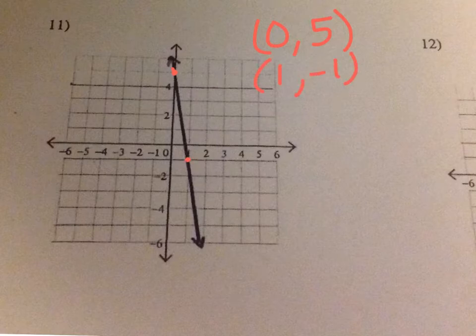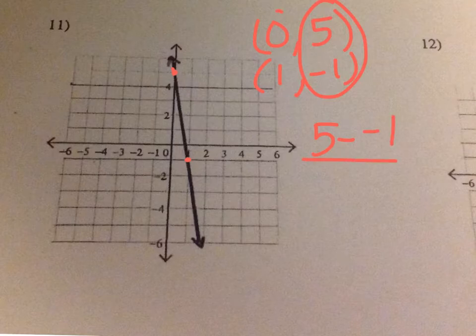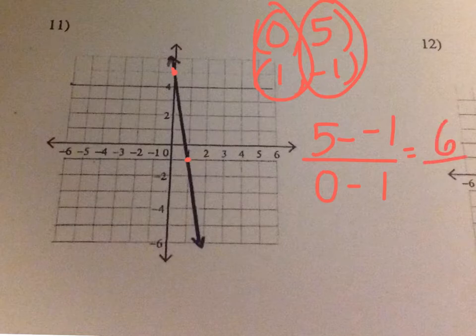And I'm going to do this problem the longer way, just so you remember that you can do these problems a different way by taking the difference in the y values, or the rise. So I'll take 5 minus a negative 1 over the change in the x values, which is 0 minus 1. So what we have here is a positive 6 over negative 1. So the slope is negative 6.